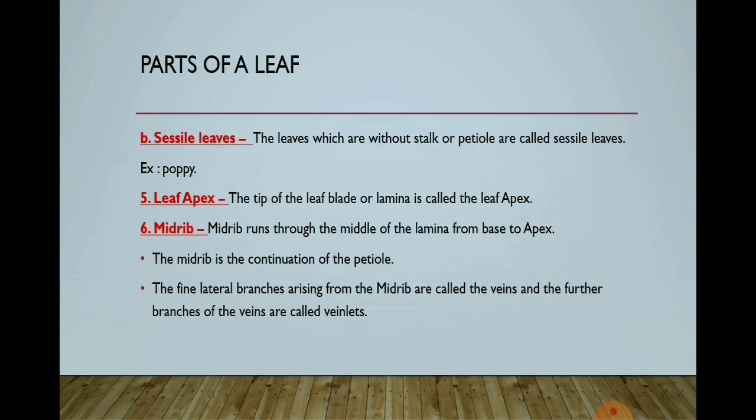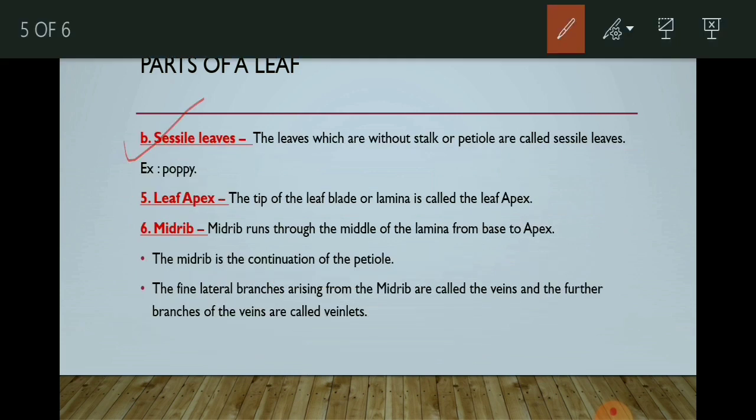Now next I will discuss the sessile leaves. Now what is the meaning of sessile leaves? The leaves which are without stalk or petiole are called sessile leaves. When the petiole is not present, then that is known as sessile leaves. Now these sessile leaves are mainly present in the poppy plant. Okay, there are other examples also, but here I have taken poppy as the example.